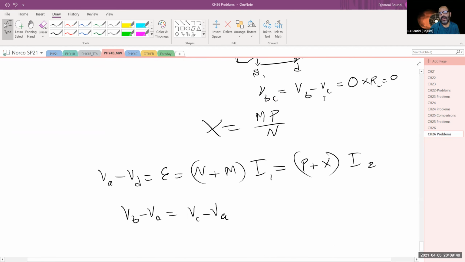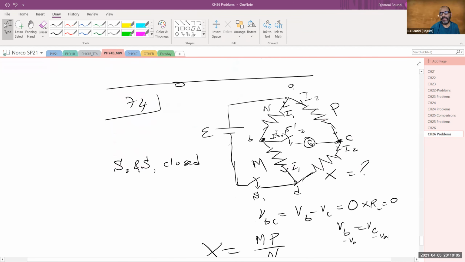So if I subtract from this equation, because there is no current flowing through it, that means VB is equal to VC. That's basically what this means. So if I subtract VA from here and I subtract VA from here, it's the same thing. So that is what this expression is.